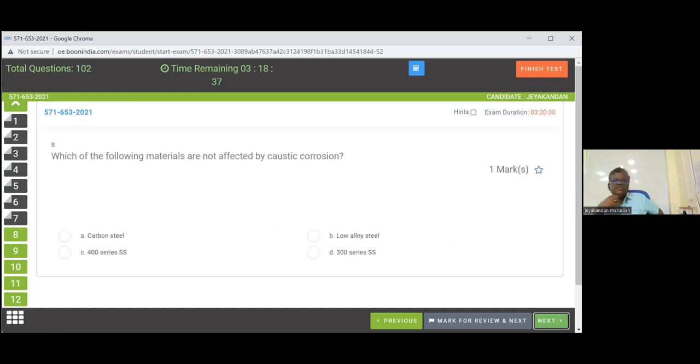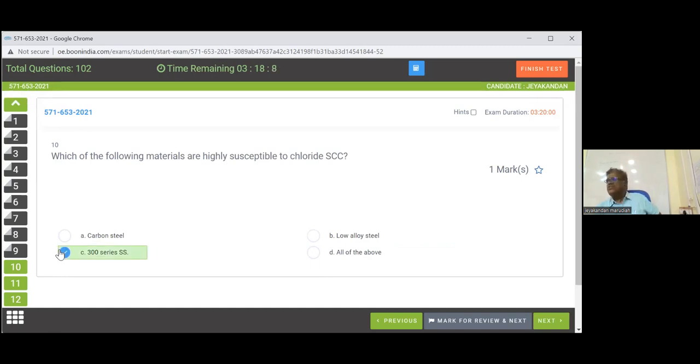Next. Which of the following materials are not affected by CUI? I told you nickel base alloy, carbon steel, low alloy steel, for it is a 300 series. Because 300 is only passivity damaged. Okay, next. Caustic corrosion is most often associated with boiler and steam generating. Caustic corrosion is generally boiler steam generating related. Which of the following materials are highly susceptible? 300 series only it will come. It will not come in carbon and low alloy. I told you chloride stress corrosion, the specialty is it will affect only austenitic stainless steel.